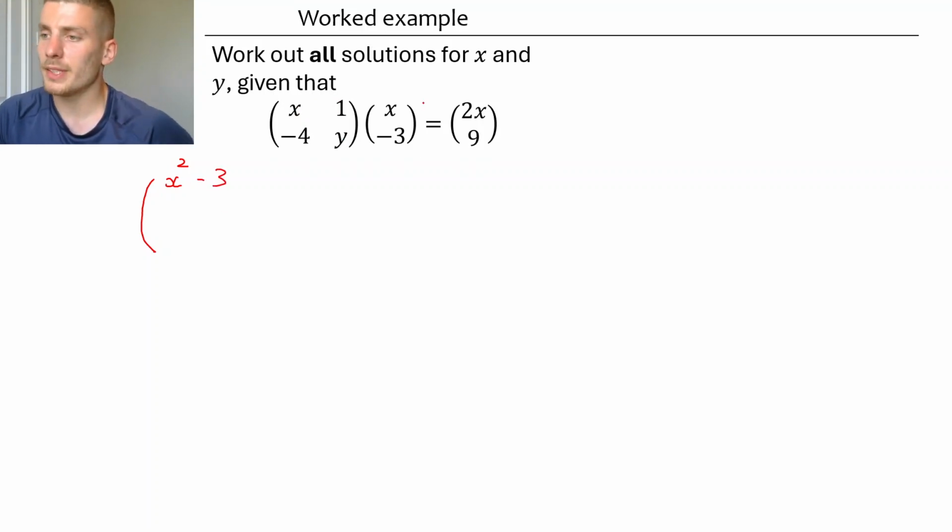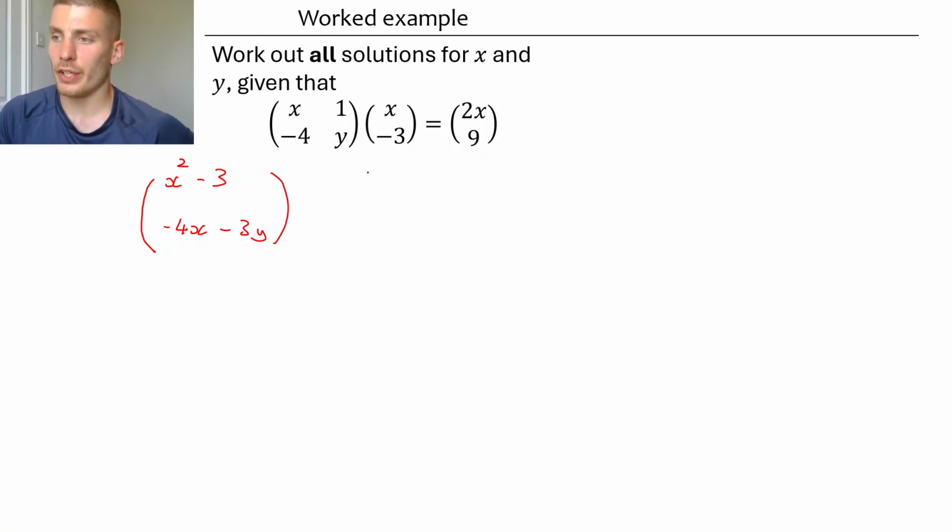Done. Second part, I do my second row, my first column, negative 4 times x, which is minus 4x, and then I go and do y times minus 3, which is minus 3, and then y, finito. Done. So I've just multiplied out the first two matrices as follows, and that must be equal to the right-hand side, which is 2x over here, and 9 down here.